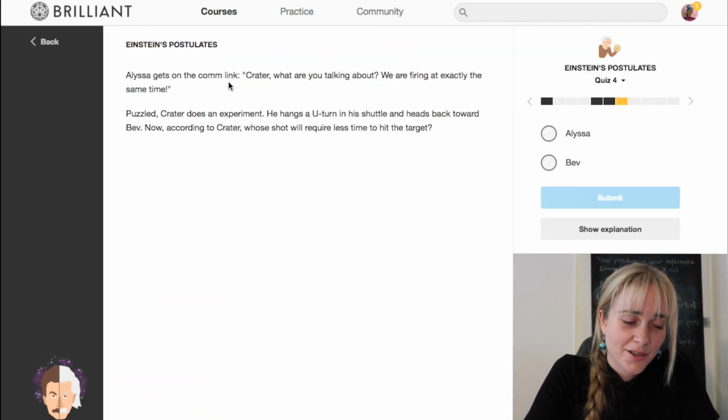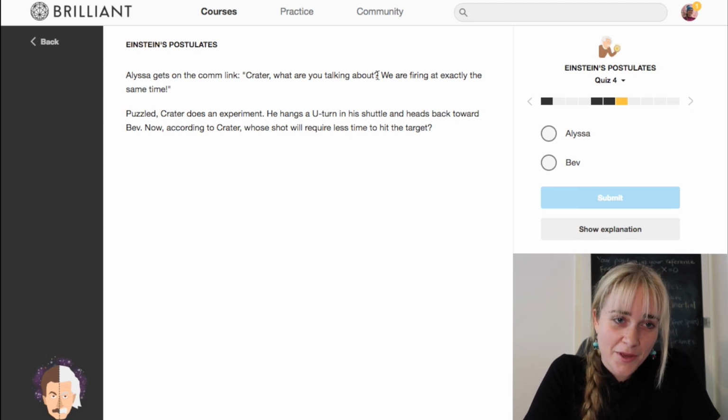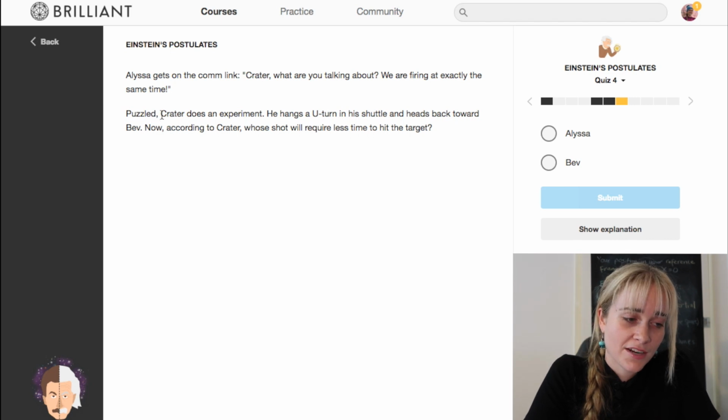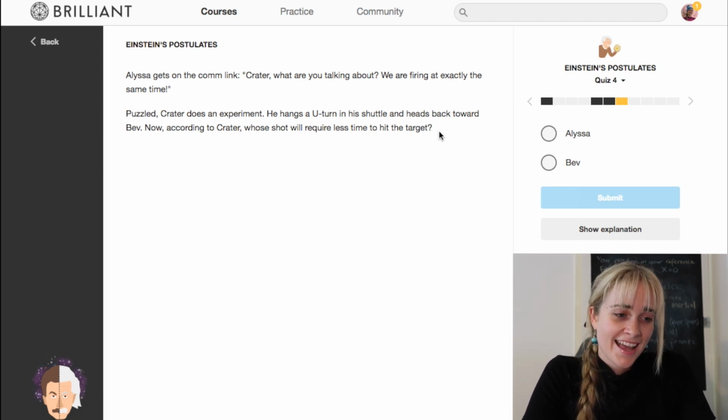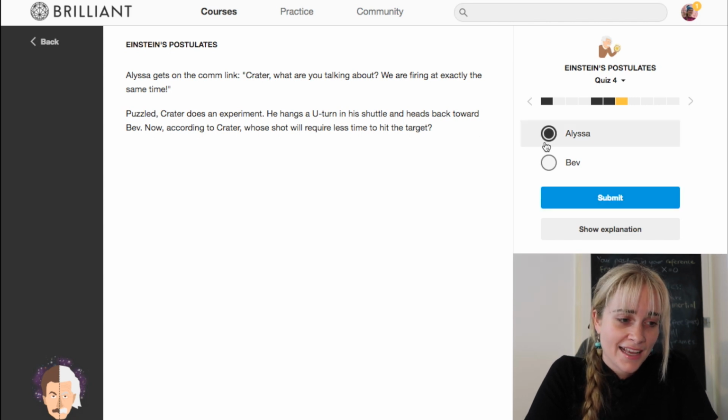So Alyssa gets on the comlink and says, "Crater, what are you talking about? We're firing at exactly the same time." And of course that's what it looks like from her reference frame. So puzzled, Crater does an experiment. He performs a U-turn in his shuttle and heads back towards Bev. Now, according to Crater, whose shot will require less time to hit the target? So now he's just going the other way. So I guess it would make sense that things are reversed. And now it would seem like Alyssa's shot takes less time.